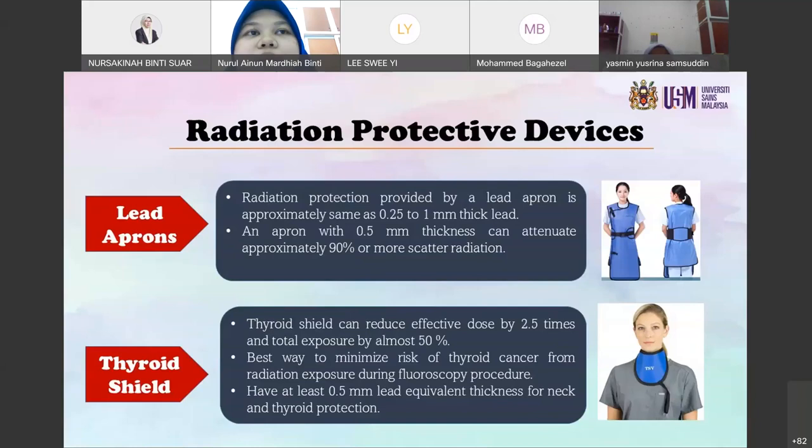Since the thyroid gland is vulnerable to scattered radiation, it should be protected, and its annual maximum permissible dose recommended is 300 millisievert. By using a thyroid sheet, effective dose can be reduced by 2.5 times, almost 50% of total exposure. Thus, it is the best way to minimize the risk of thyroid cancer from radiation exposure during fluoroscopy procedures. The thyroid sheet should have at least 0.5 mm lead equivalent thickness for neck and thyroid protection.